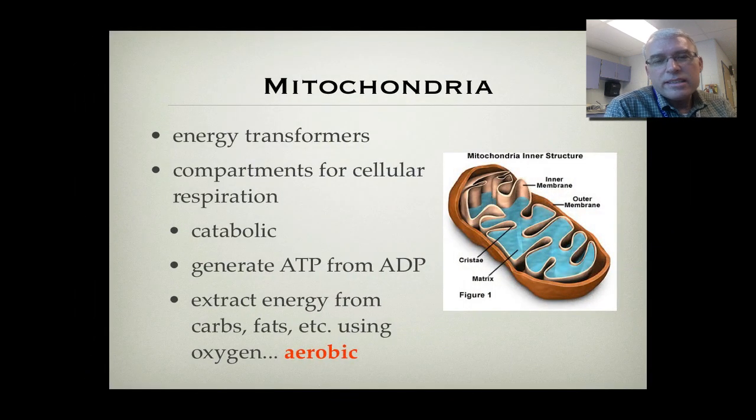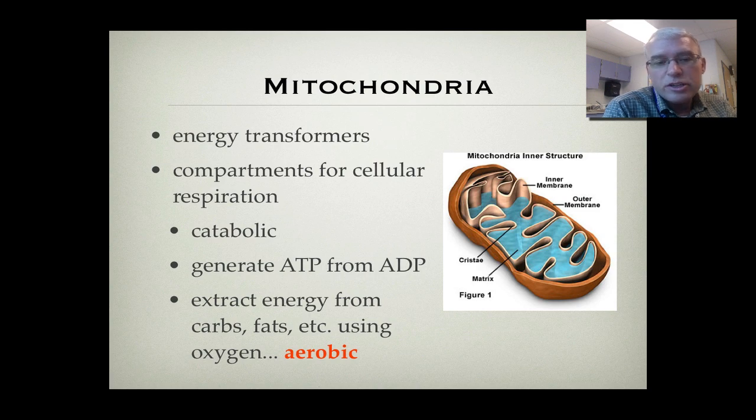Mitochondria and chloroplasts together are the two energy transformers of eukaryote cells. All eukaryote cells that are aerobic have mitochondria, and some of them, which we call plant cells, have chloroplasts. For example, the mitochondria are compartments for cellular respiration. This means that they're responsible for a catabolic metabolic pathway. They take apart large molecules and release energy in the process.